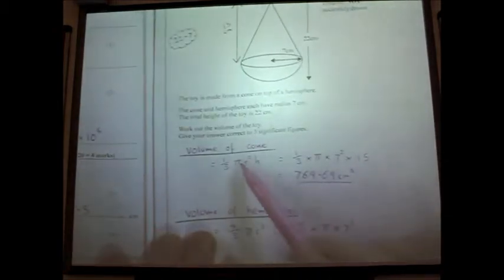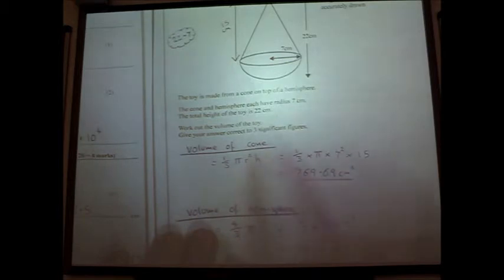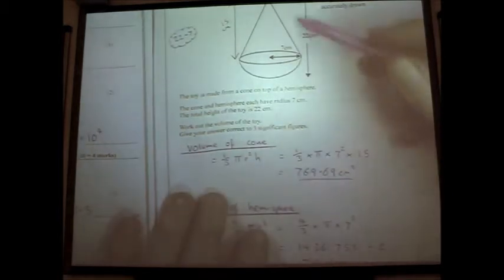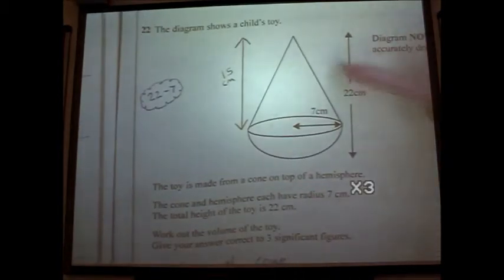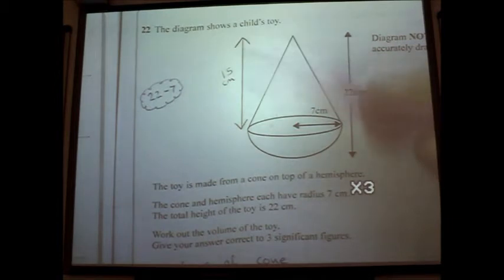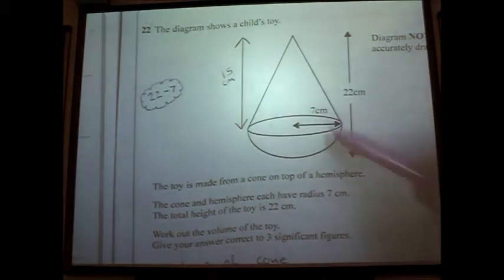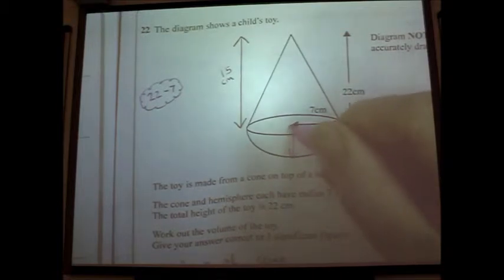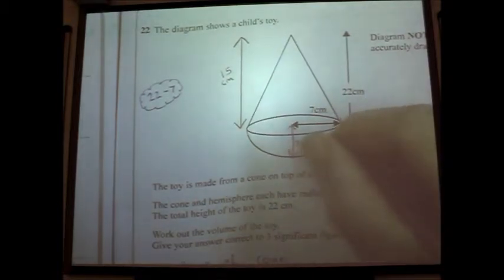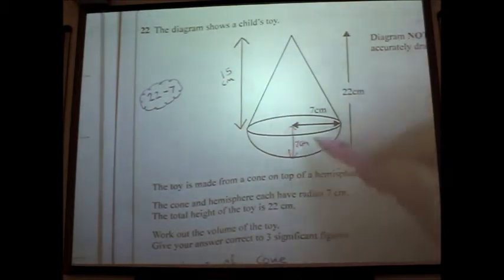Right, volume of the cone. Volume of a cone is a third times pi times r squared times h. A lot of people struggle with what the height was. Let's zoom in and see why. A lot of people use 22. The cone isn't 22 centimetres high. It's 15 centimetres high, because this radius here of 7 also goes from here down to here, because it's a hemisphere. So that's also 7 centimetres. So you do 22, take away the 7, gives you a height of 15.